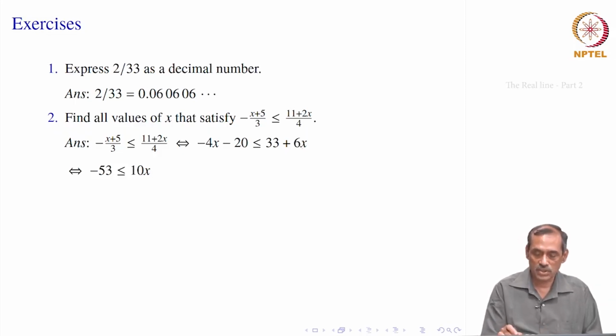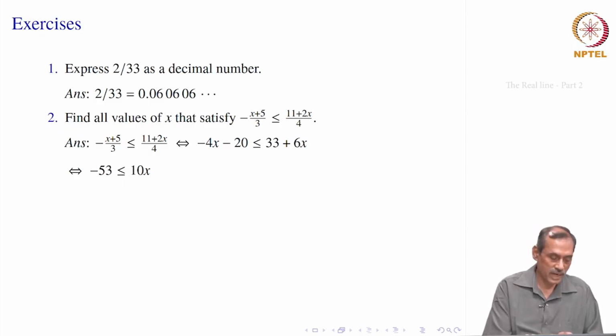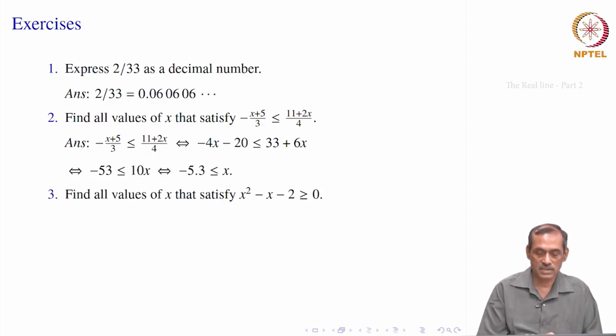So, you get 6x on the right side is positive. So, it will be convenient. I take minus 4x to the other side, that becomes 10x, and bring minus 33 to the left side, that becomes minus 33. So, result is minus 53. Now, we can divide and see that x on the right side, divide both the sides by 10.